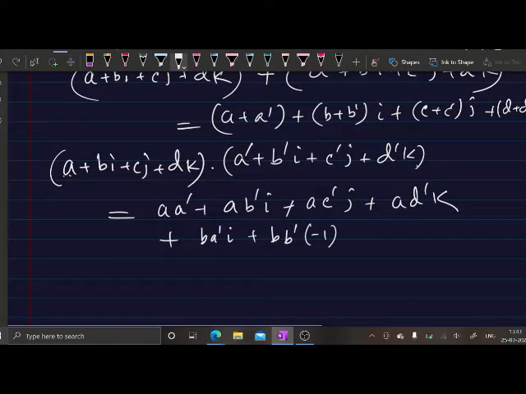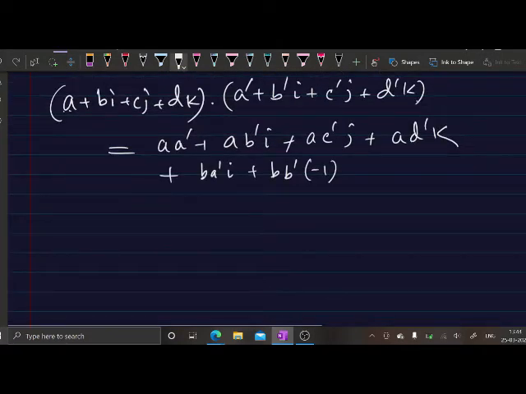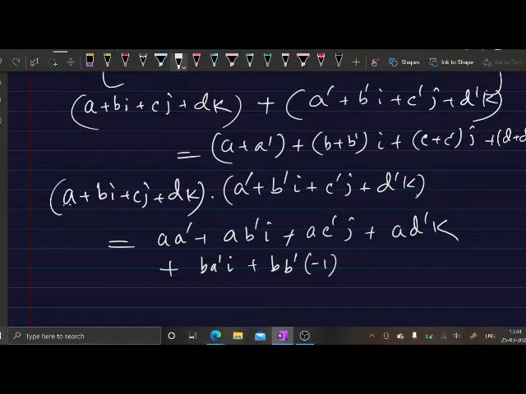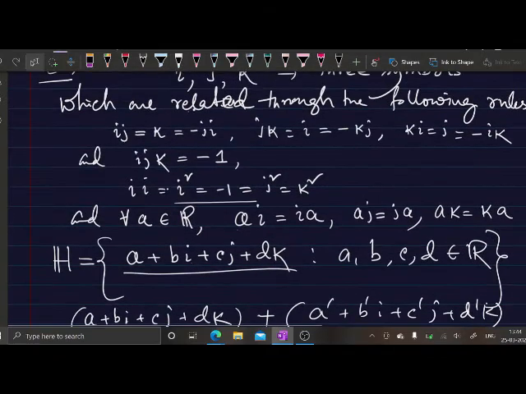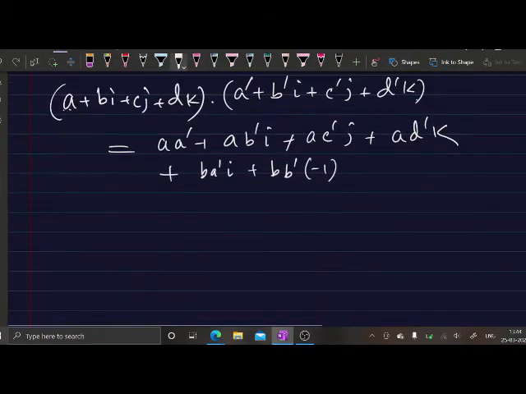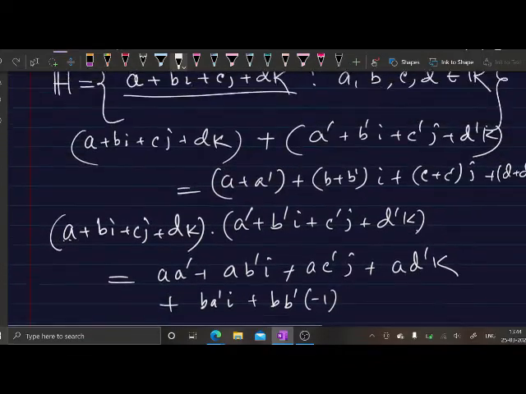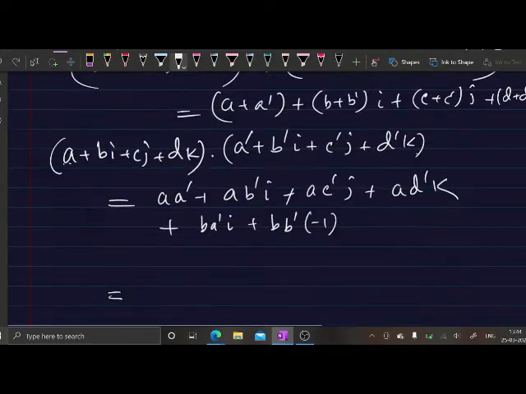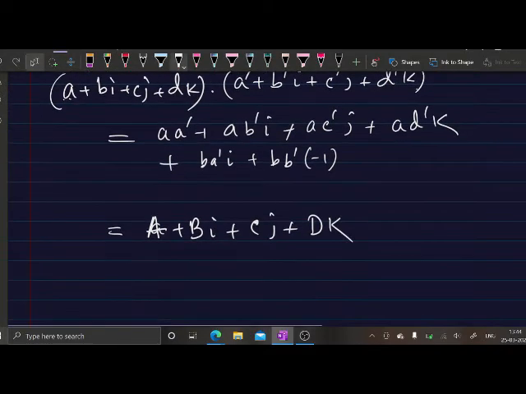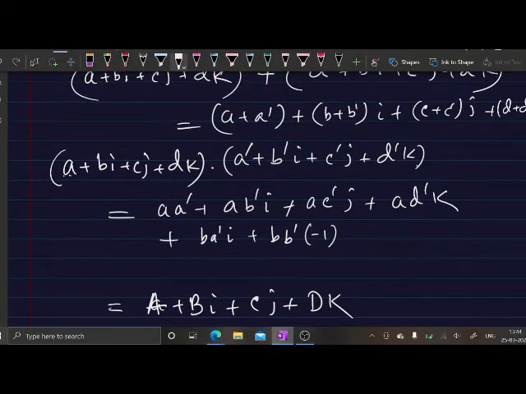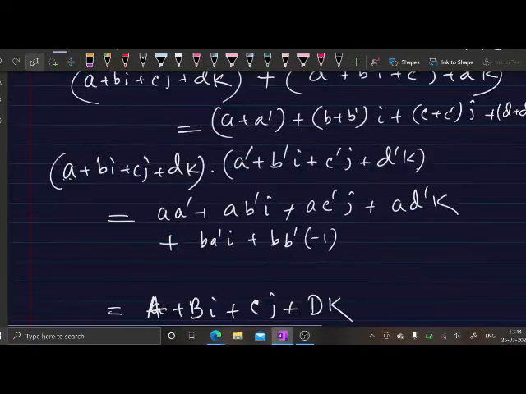So using these relations, you can multiply the two expressions term-wise, and with the help of these relations you will get another object of this form, which will be, suppose, capital A plus bi plus cj plus dk. You can calculate this a, b, c, d with respect to these relations.